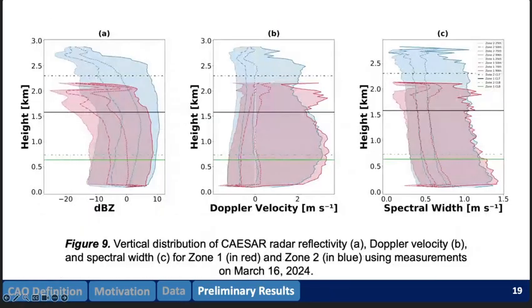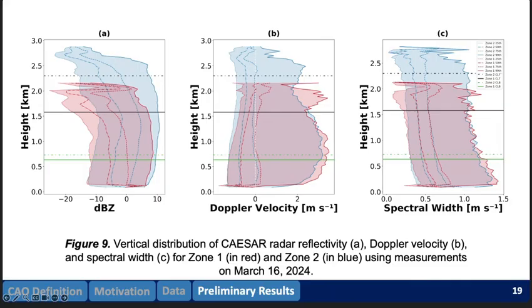So next we also look at the CFAD. That's the vertical distribution of the radar reflectivity on the left, the Doppler velocity in the middle, and the spectral width on the right. The different dashed lines show different percentile confidence intervals, and the solid lines show the maximum values. The horizontal lines show the average boundary layer height for the different zones.